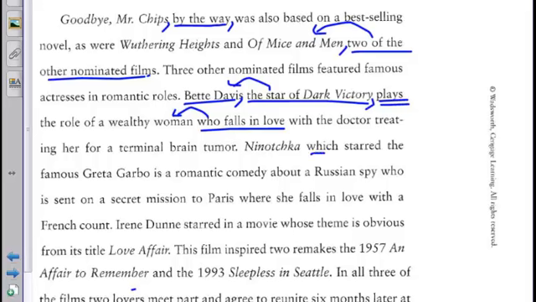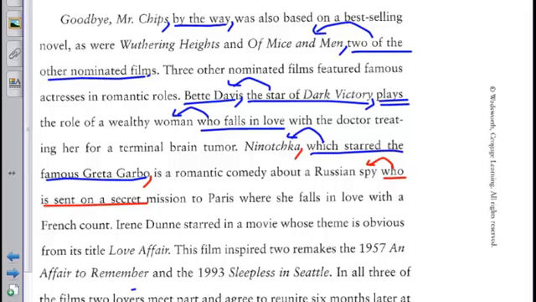Ninotchka, which starred the famous Greta Garbo, is a specific name. So that is being redescribed. So I set off that redescription with commas. Is a comedy about a Russian spy who is sent on a secret mission. So "who is sent on a secret mission" again redescribes Russian spy, but we don't know which Russian spy we're talking about, so no comma there. Who is sent on a mission to Paris where she falls in love with a French count.